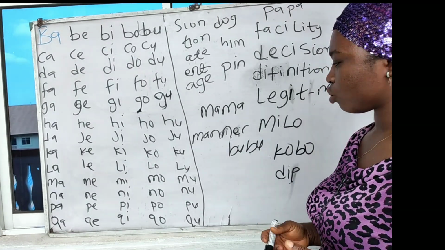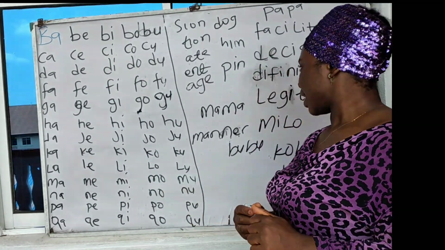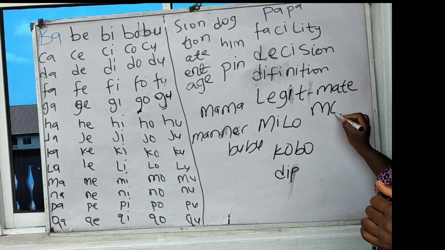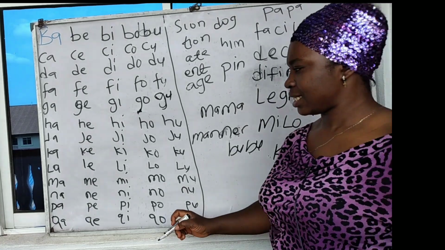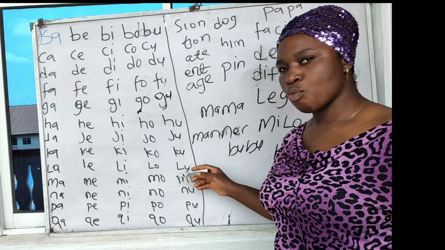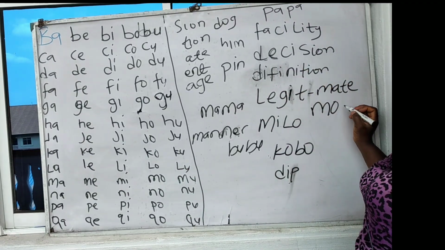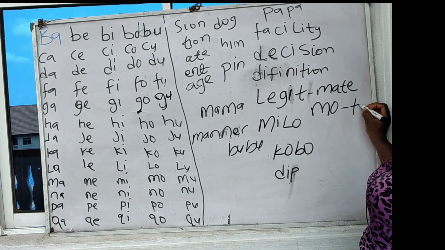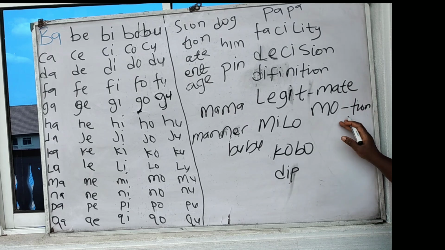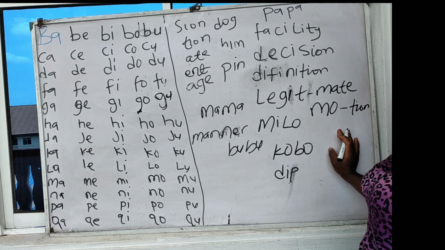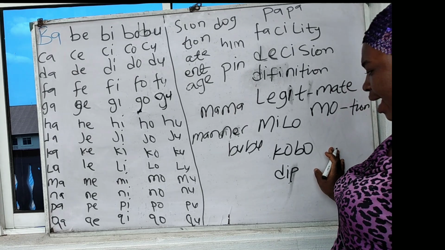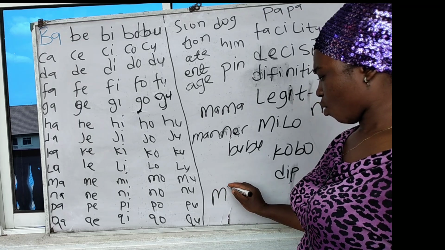Okay, you can as well come here and pick mo, that is the M-O. Let's recite it: ma, me, mi, mo, mu. Okay, so we have mo, and you decide to add shon. You have motion. This is motion.